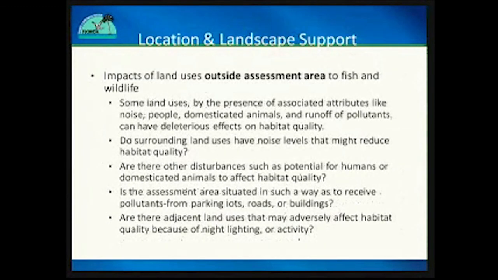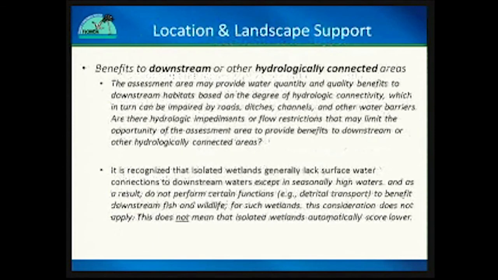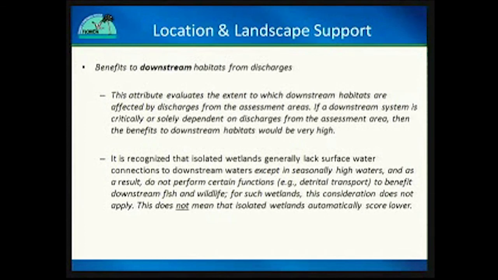So impacts to land uses. Land uses again, Mike. Outside assessment area to fish and wildlife. So look at what's going on around it. Again, landscape position and support. Think of your ecological relationship. Downstream, is this thing affecting things downstream, hydrologically connected or not? If it's not, is it supposed to be? Because again, optimal native community type, that's where you really want to nail down what this thing is supposed to be doing and what you're comparing it off of. All right, downstream discharges. Habitats are affected by discharges from assessment areas. So if it's solely or critically depending on discharges from your assessment area, good thing. So keep track of these things.